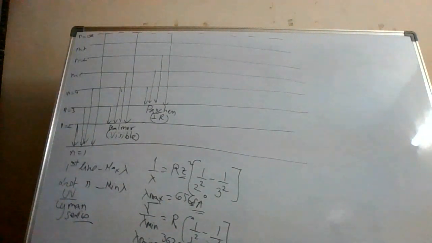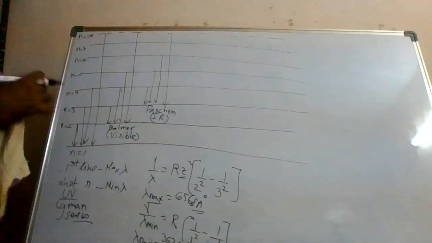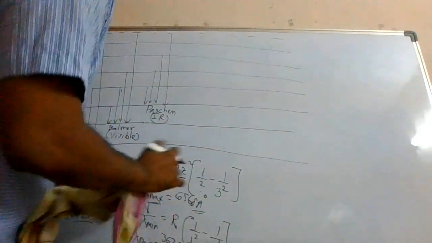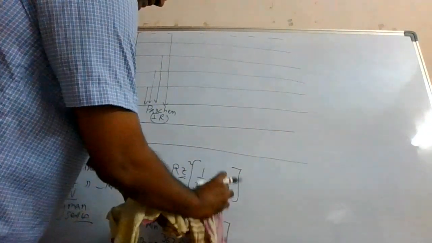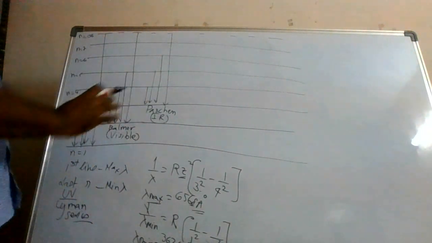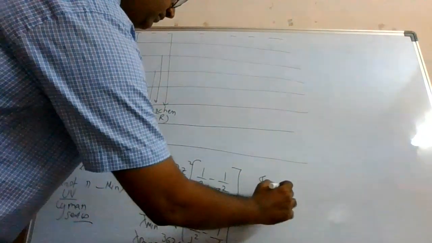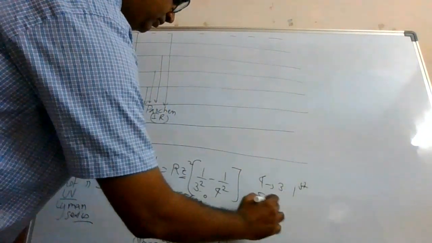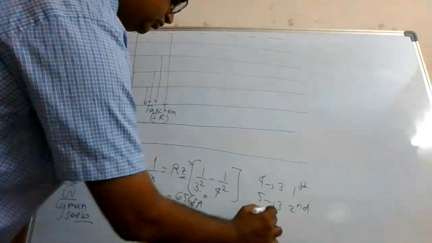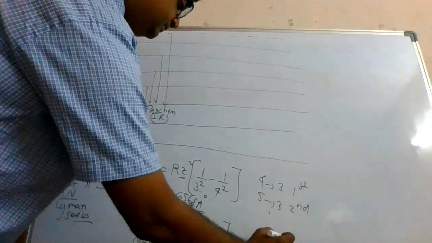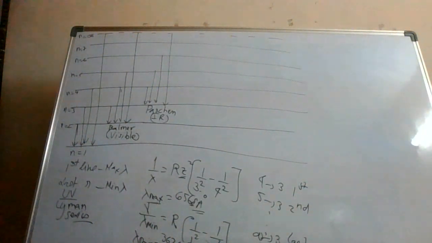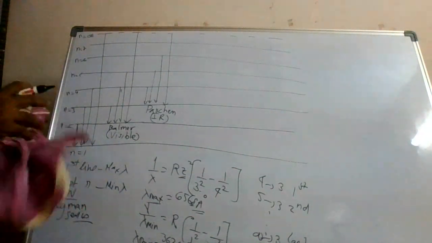The whole calculation remains the same, but here, instead of 2 for the Balmer series, this 2 will become 3 and this 3 will become 4. So from 4th to 3rd is the first line, from 5th to 3rd is the second line, and so on. Infinity to 3rd will be the last line, having the minimum wavelength. So that pattern you need to understand.